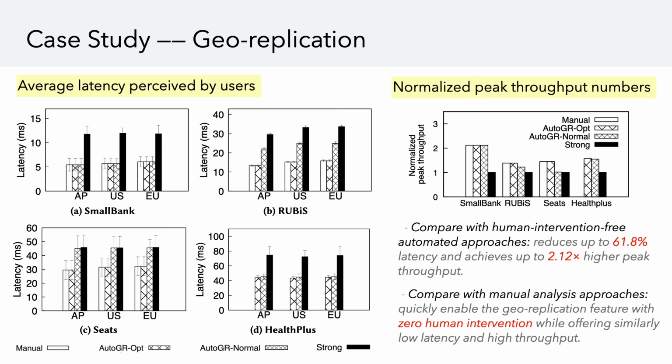We run geo-replicated experiments on Amazon EC2 virtual machines across 3 data centers to see the runtime performance of AutoGR. As shown in those figures, compared with state-of-the-art human-intervention-free automatic approaches, AutoGR reduced up to 61.8% latency and achieves up to 2.12 times higher peak throughput compared with state-of-the-art approaches relying on manual analysis. AutoGR can quickly enable the geo-replication feature with zero human intervention while offering similarly low latency and high throughput.